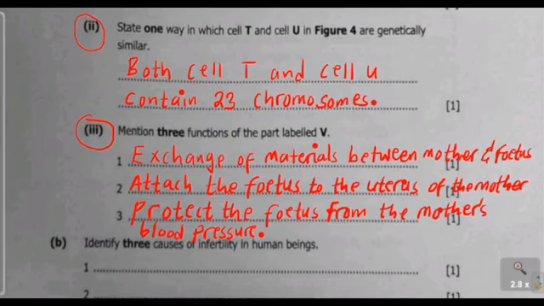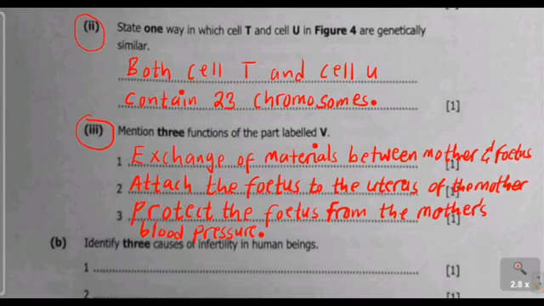All right, so we have said the functions of the part labeled V, which is the placenta. It acts as the exchange of materials between the mother and the fetus. It also attaches the fetus to the uterus of the mother. It also protects the fetus from the mother's blood pressure. There are other functions that you can write apart from these. So we have answered our question E, Roman numeral 3.